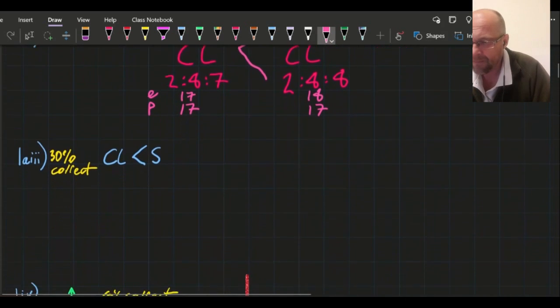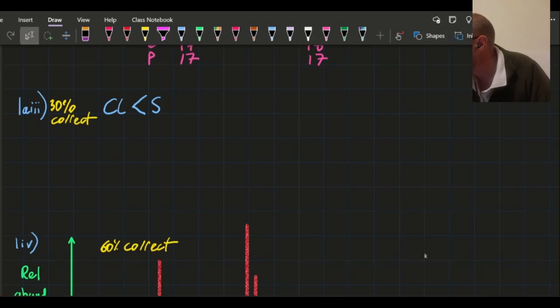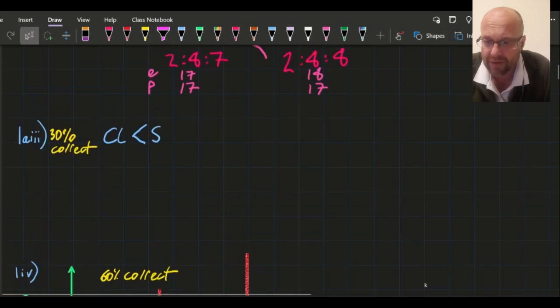Right then. Next up, 1AII, 30% correct. Why is chlorine smaller than sulfur? I bet that's 2 points. Yep. It's always 2 points.